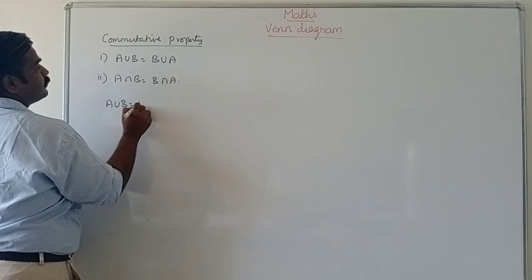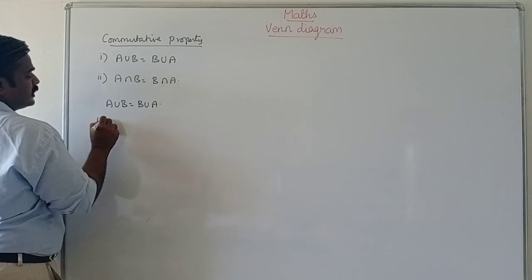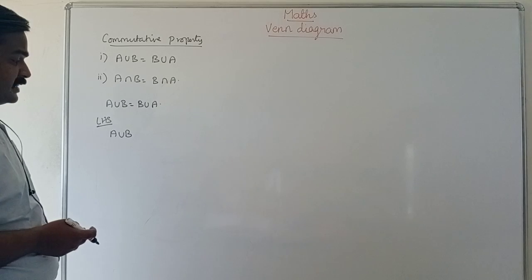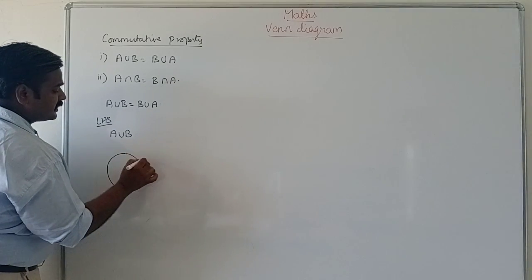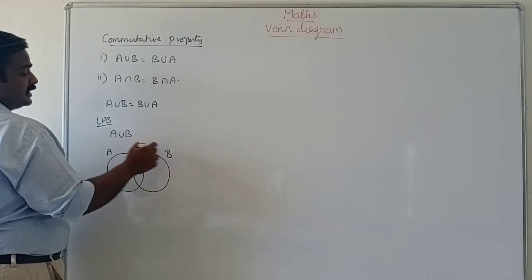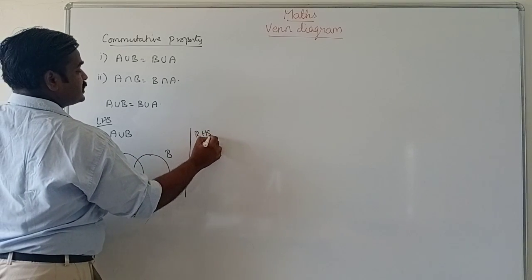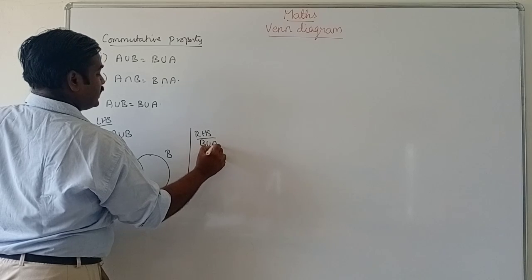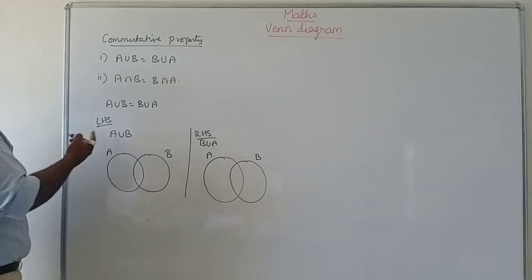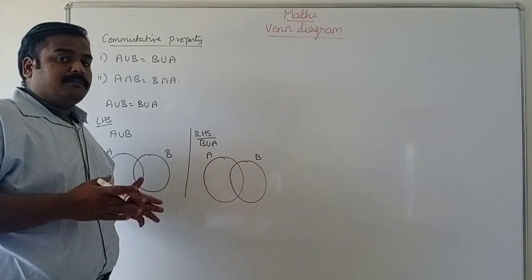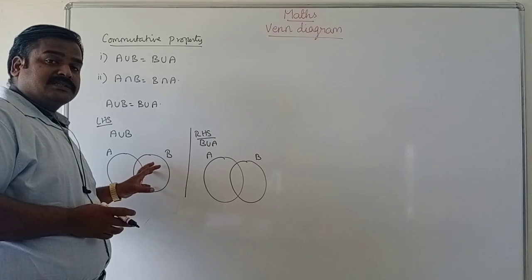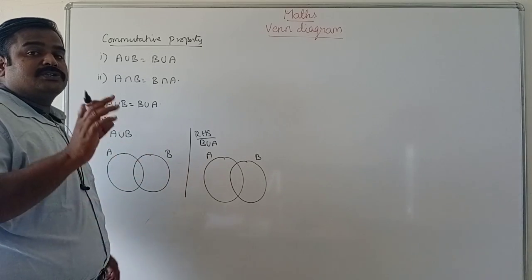Take the first property, A union B equals B union A. What is given in the LHS? A union B. Since you have two sets, you can put two circles to represent the sets. No need to put the box since there is no universal set. This is the LHS, and the RHS is B union A. You can put the same two circles here also, one circle A and another circle B. What do you mean by A union B? You take the parts present in A and the parts present in B. That is, both A and B should be shaded.